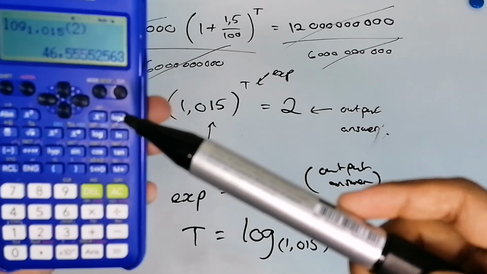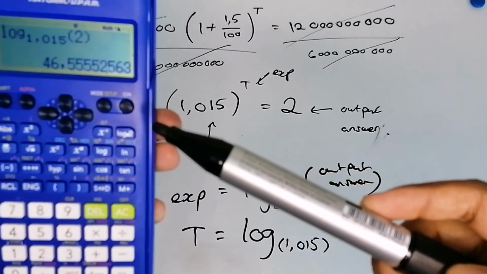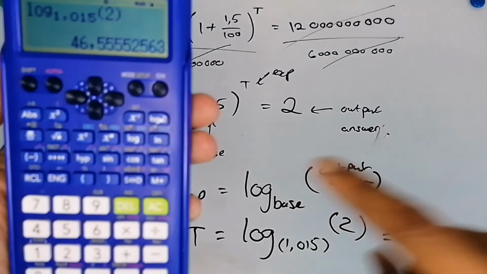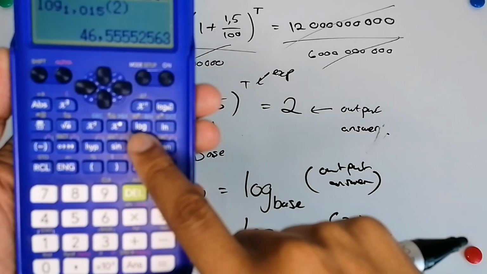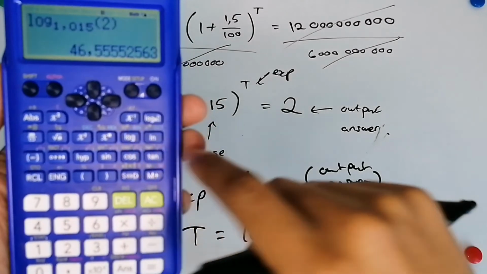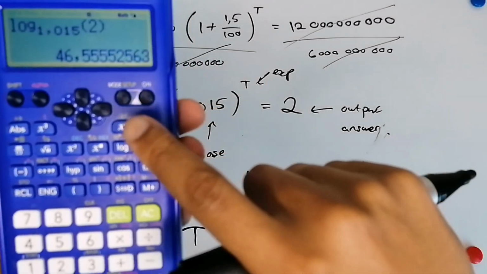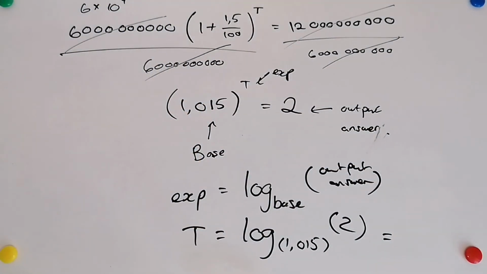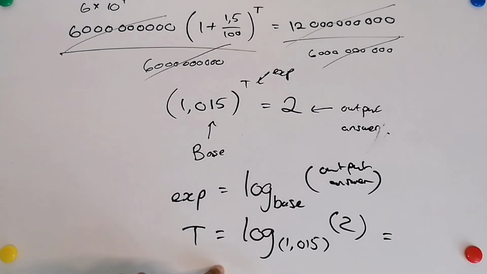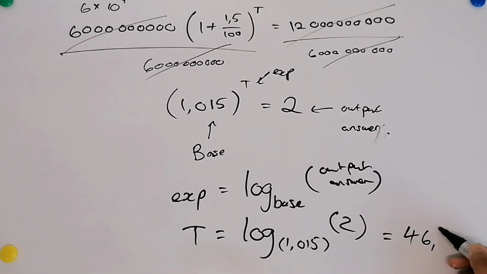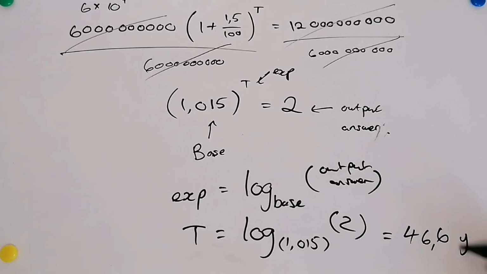You can use the log button that's below the on button. That's the one I used. If you use this other one, it doesn't work as nicely because it already has a base of 10, whereas with this one you can insert your own base. So there you go. The answer is 46.5 years, rounded.